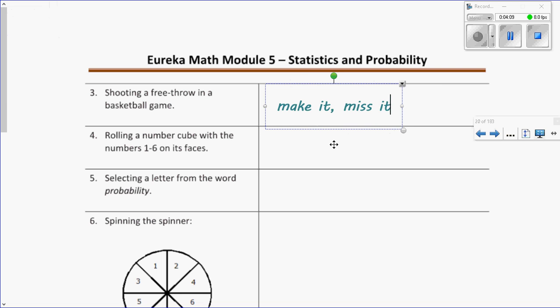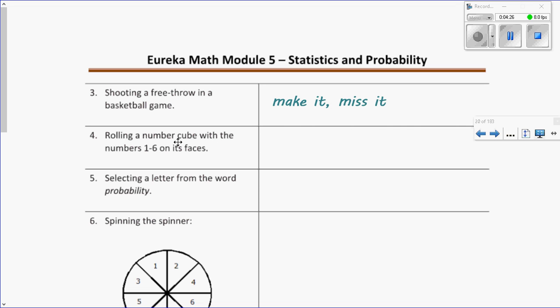Now, I know that some of you are thinking, well, it could hit the rim and bounce out, or it could hit the backboard, or it could be an air ball. Well, that is true. There are different ways that you could make it. There are different ways that you could miss it. But what's important in the basketball game is it either goes in or it doesn't. So you either make it or you miss it.